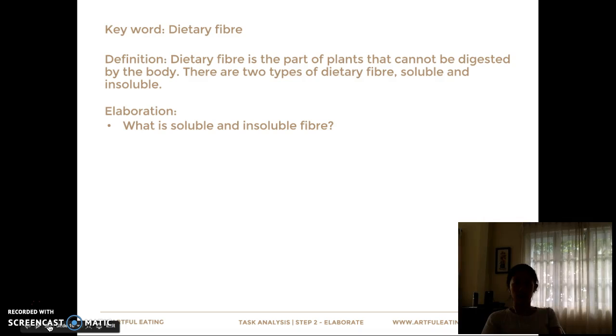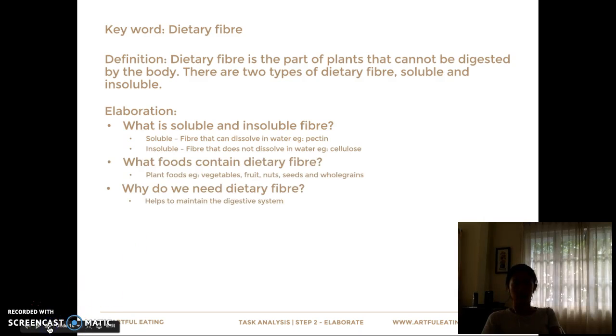So here's an example of how to elaborate. Your first question here, for example, is what is soluble and insoluble fiber? So look into your textbook and quickly define. For example, soluble is fiber that dissolves in water, example pectin. Insoluble is fiber that does not dissolve in water, example cellulose.